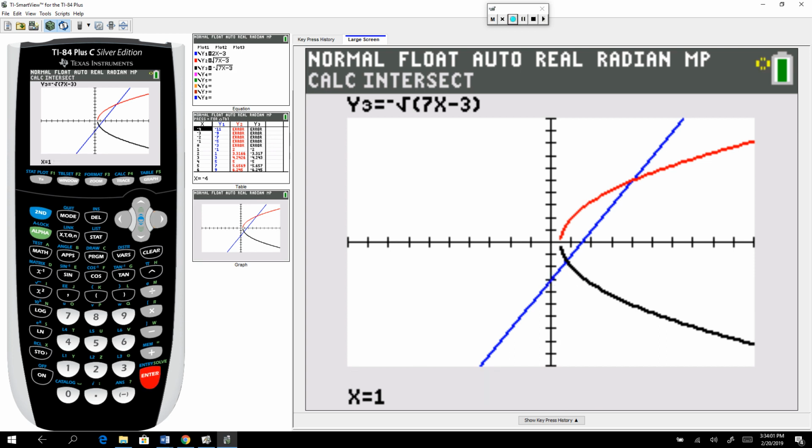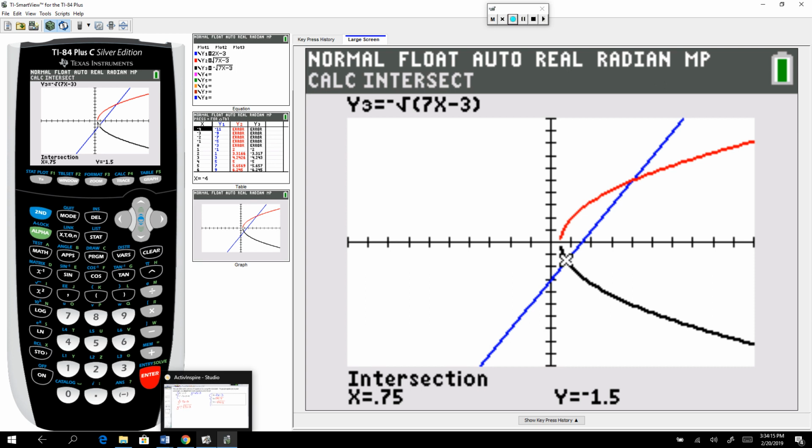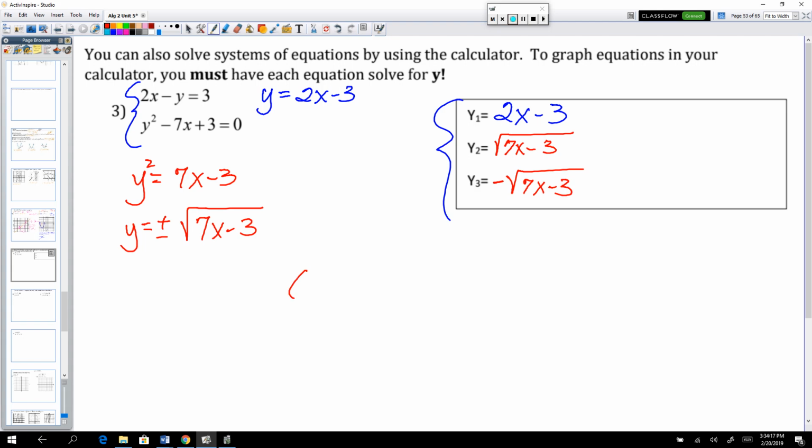So I hit enter. And then of course my least favorite word in math, guess. Yes, let's guess the intersection there. So there's one intersection. 0.75 and negative 1.5. That's my first solution. So 0.75, comma, negative 1.5 is my first solution.